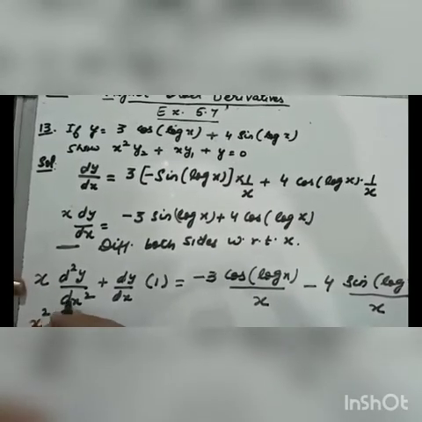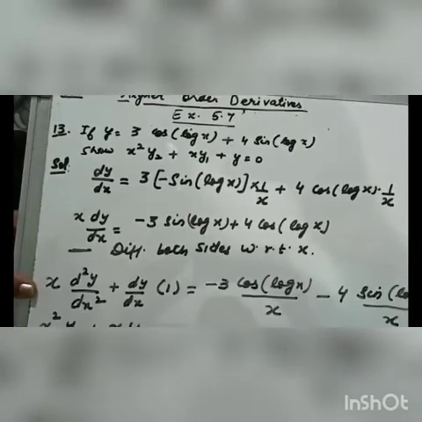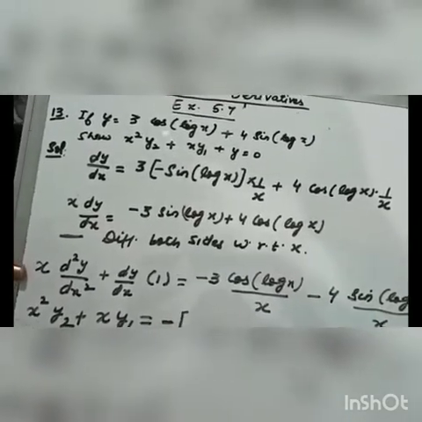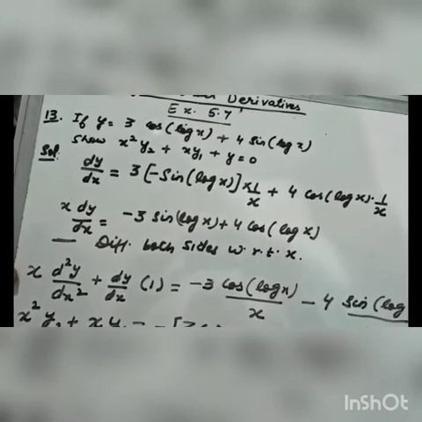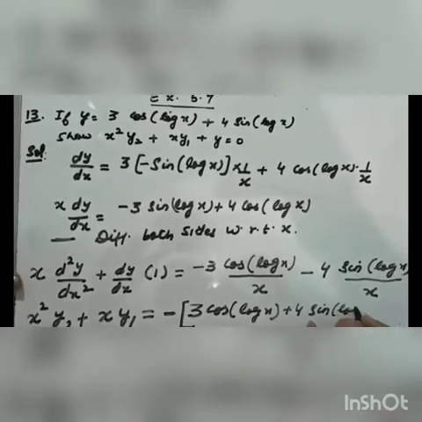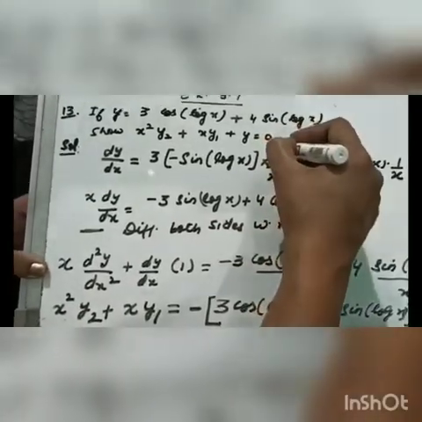So take this x again on the other side, x square. This can be written as y2 plus x dy by dx, which can be written as y1. If we take negative common, it is 3 cos log x plus 4 sin log x, and this bracket is equal to y. So our answer is minus y. And if we take that y on this side, we get the required result.